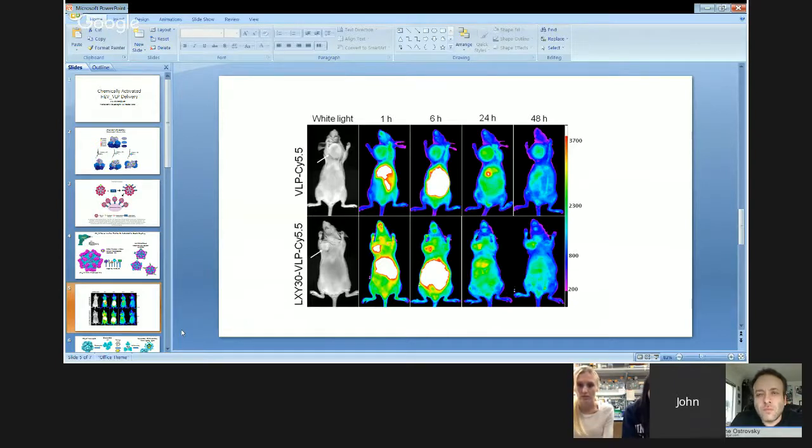So that's the ultimate goal: to have this structurally sound VLP that's already evolved as a virus. We've removed all the infectious elements from this virus, and now we're able to functionalize it to target cells that aren't necessarily its endogenous cell type. Rather, in this case, we would like to target cancer cells only.